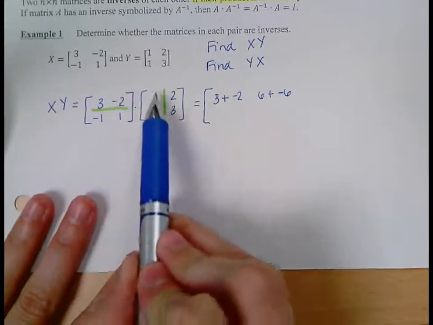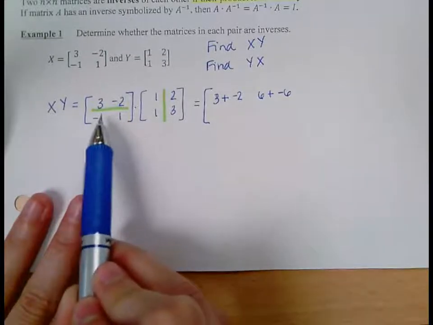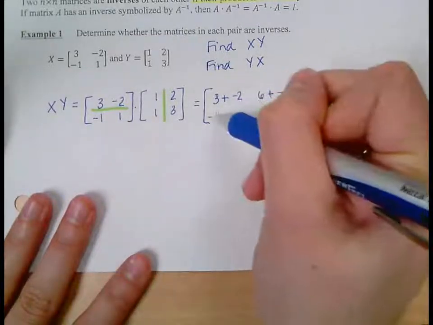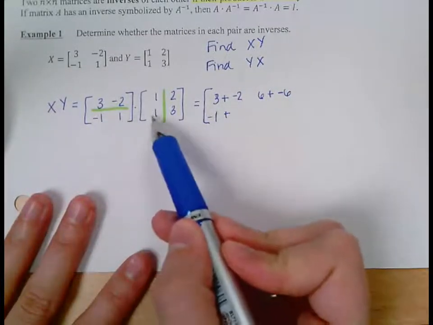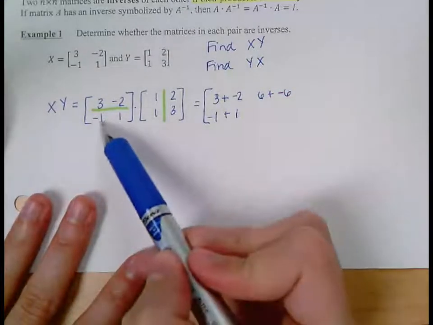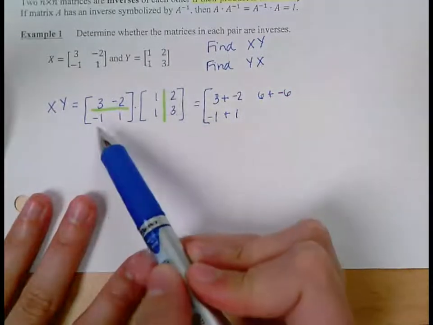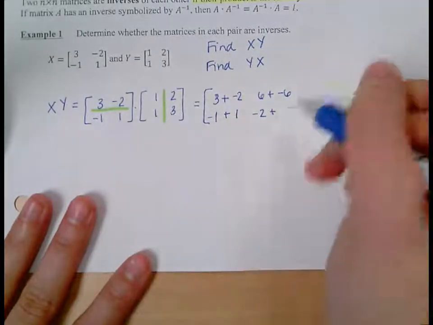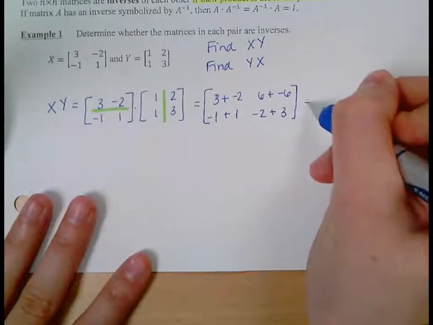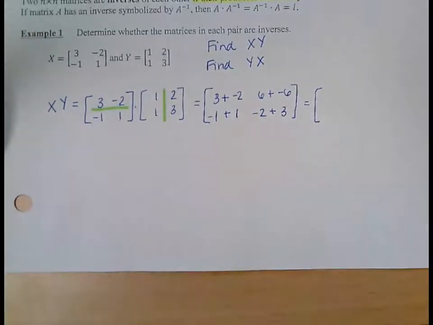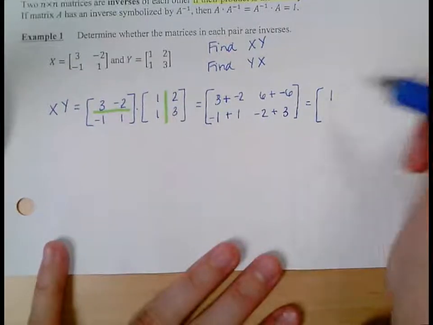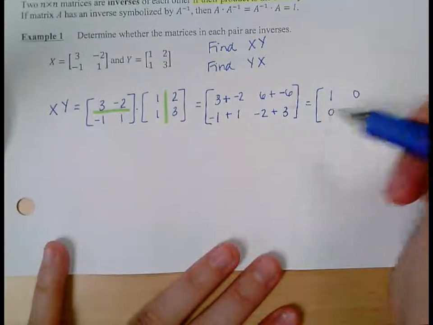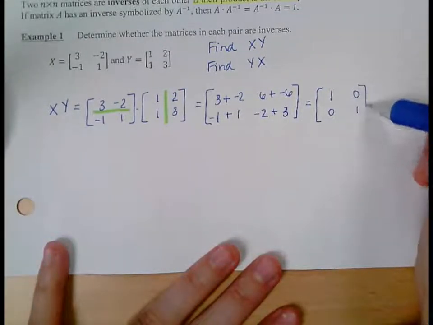Now I'm done with row 1 because I multiplied it by both columns, so now I do the same with row 2. Row 2 by column 1 is negative 1 times 1, that's negative 1, plus 1 times 1 is 1. And then row 2 by column 2, negative 1 times 2 is negative 2, plus 1 times 3 is 3. And then I'll simplify that. So 3 plus negative 2 is 1, 6 plus negative 6 is 0, negative 1 plus 1 is 0, negative 2 plus 3 is 1.